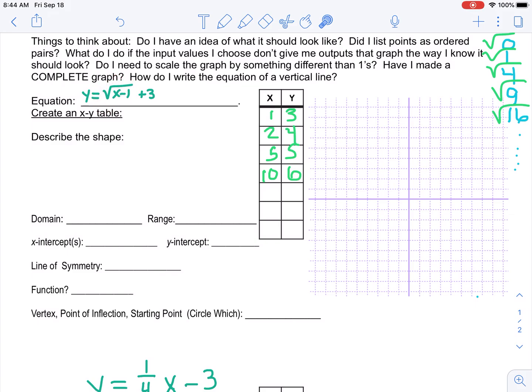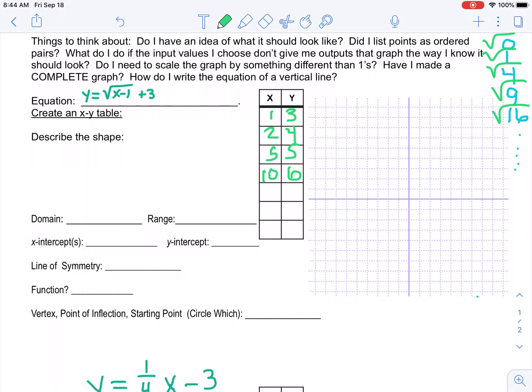If you tried to do it in a calculator, it's going to give you a domain error or some kind of error symbol. So whenever I take the square root of a number, it has to be a positive number underneath here, at least for Algebra 1. When you get to Algebra 2, I'll give you some more strategies.